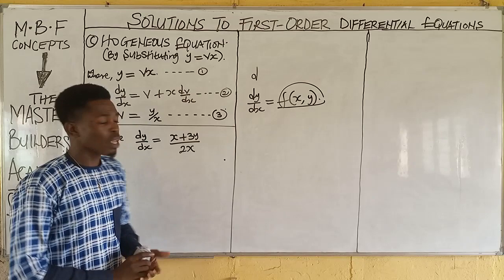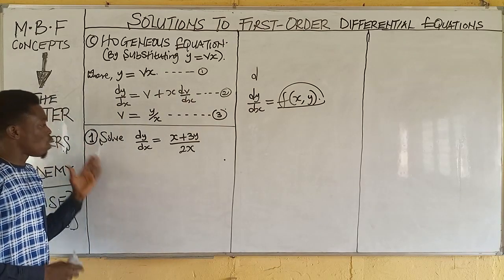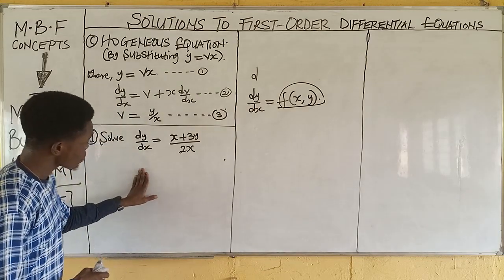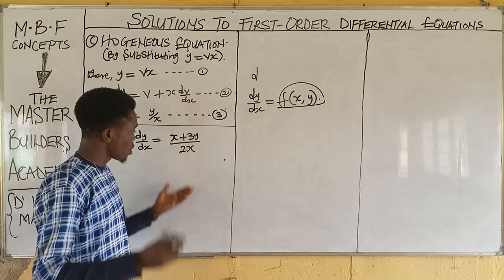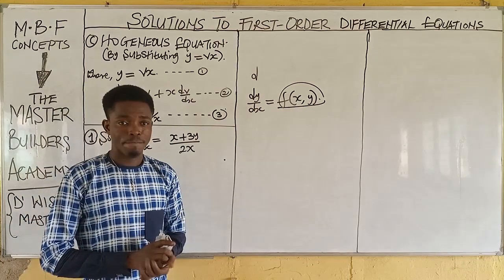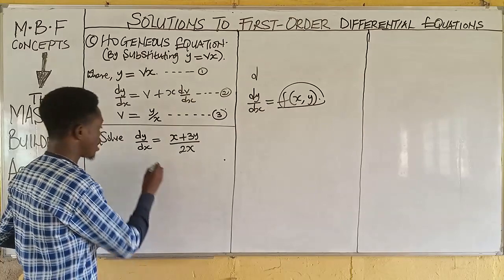let's get to work. On the board, we have the very first question, number 1. We are asked to solve dy over dx equals (x plus 3y) all over 2x. And now this is our solution.